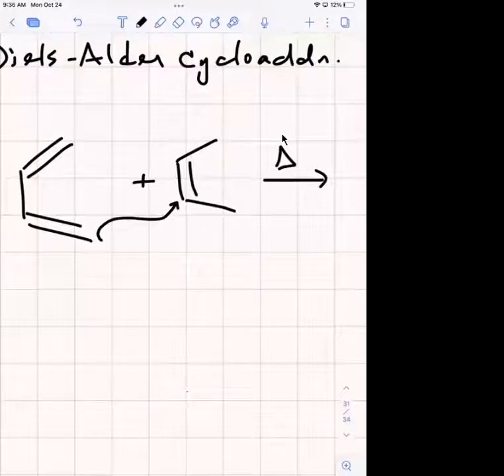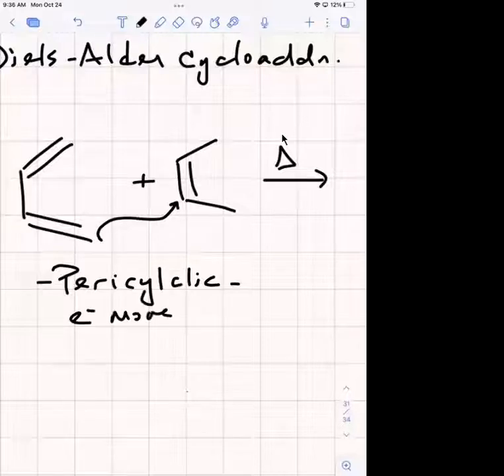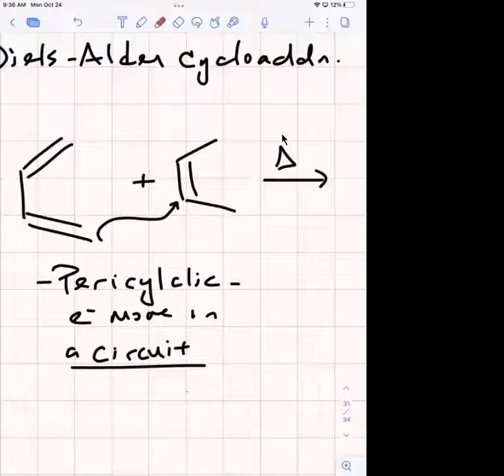The reaction, I think I mentioned this before, I'll mention it again because it bears repeating, is pericyclic. What that means is that the electrons move in a circuit. Only these 6 atoms are involved in the transfer of electrons. So that's what we mean by pericyclic. Those 6 atoms together are the only atoms where electrons are shared across.